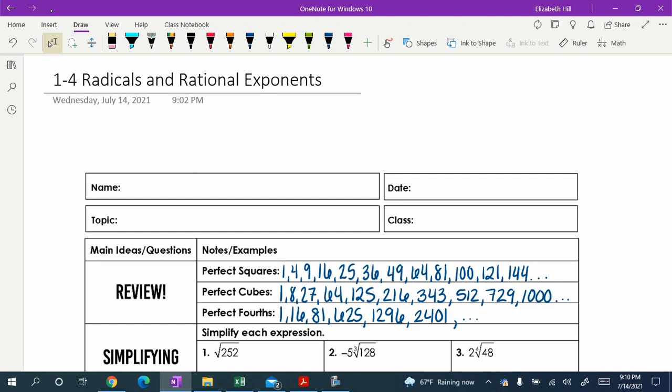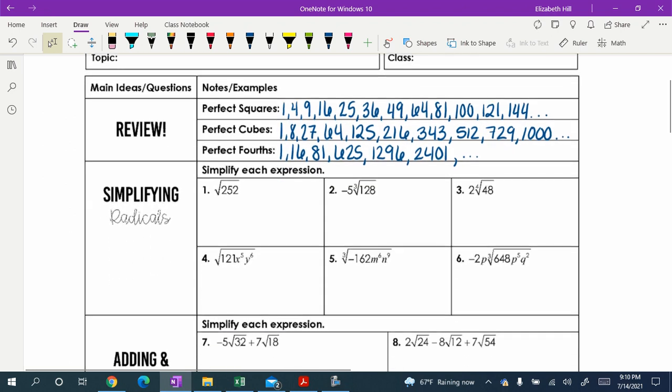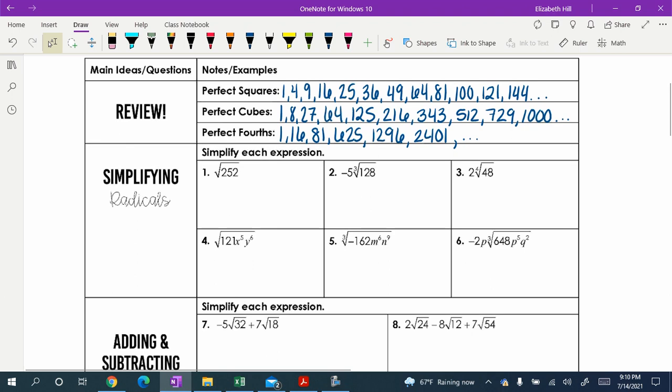So first of all, just talking about radicals. Hopefully this is going to be more of a comfortable review for some of you. But I do have listed here some of the perfect squares, perfect cubes, perfect fourth powers. You all know that I have this up in my room, so it's nice to see it there. But since you don't have that chart, it might be helpful to write some of those down. So just a reminder, how do we simplify radicals?